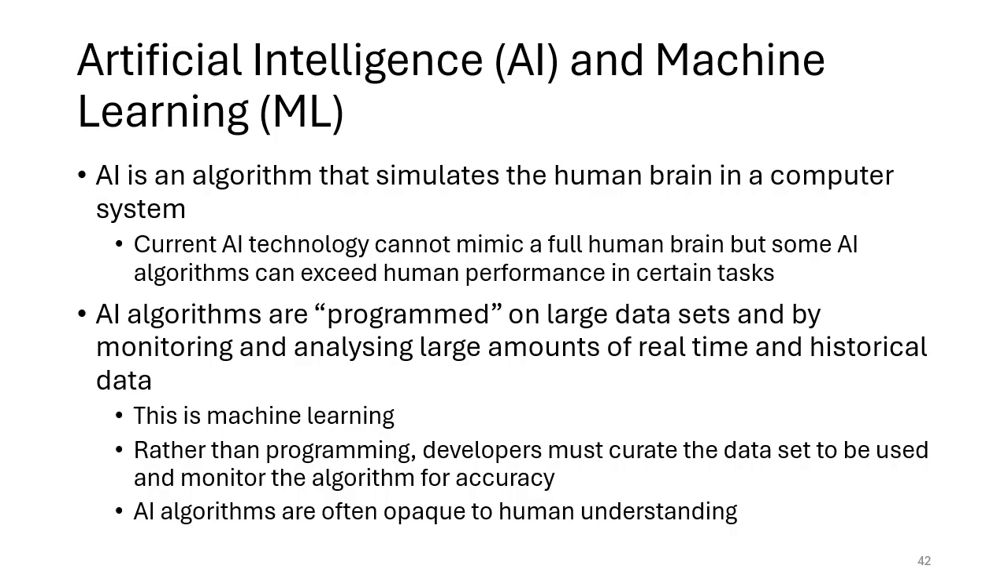A big challenge here is the actual algorithm itself is often opaque to human understanding. The algorithms are so complex that no human can understand them, and they're also very large as well. It can be very difficult to understand exactly what's going on. Hence, that's why you often need a human in the loop. But there are some algorithms which work quite well.